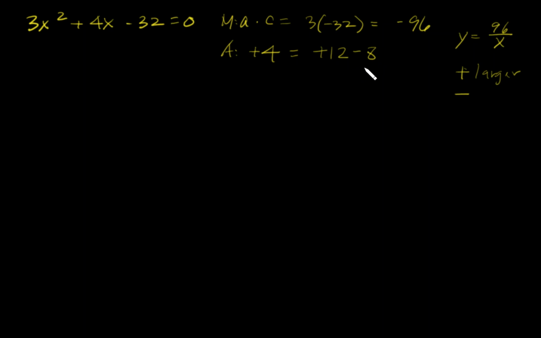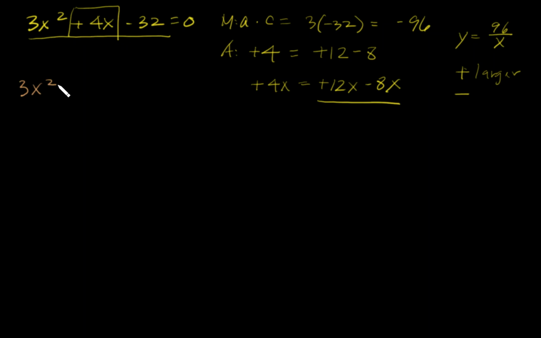Plus 12 and negative 8 equal negative 96 when you multiply the two. When you add them together, you get plus 4. So I'm going to go ahead and put plus 4x equals plus 12x minus 8x. And I'm going to rewrite this trinomial so the middle term gets replaced by these two terms. So I end up with 3x squared plus 12x minus 8x minus 32 equals 0.